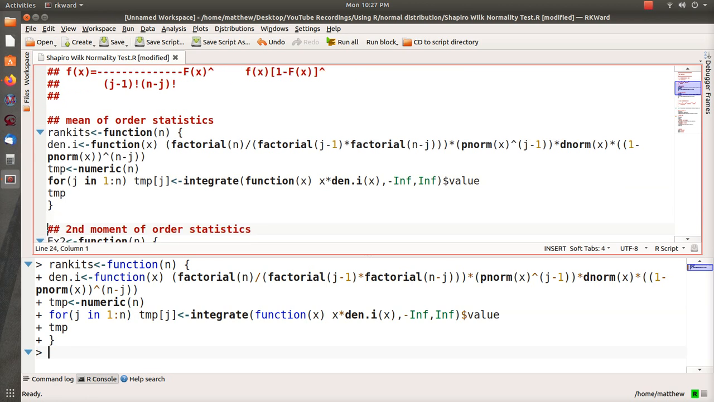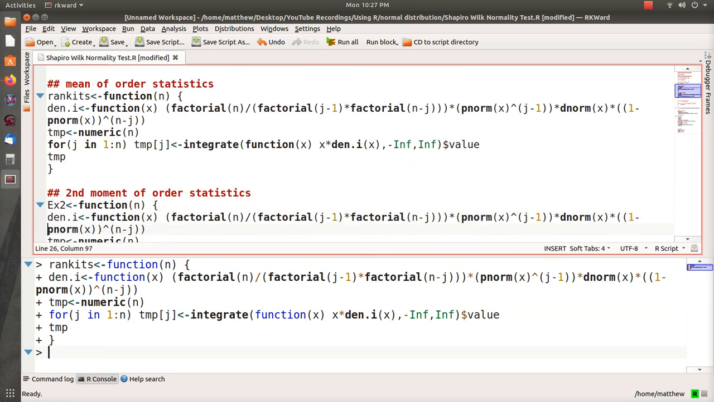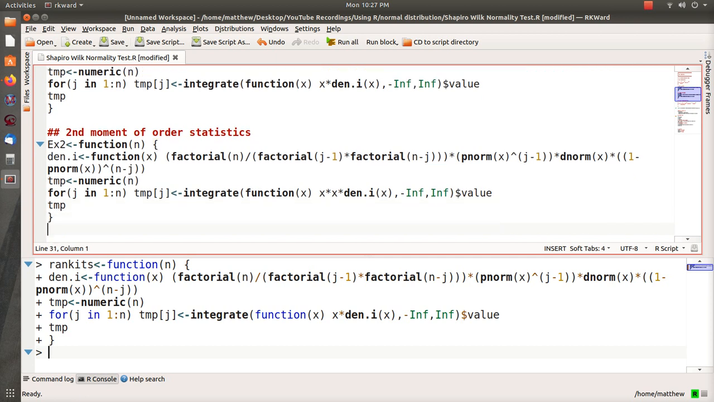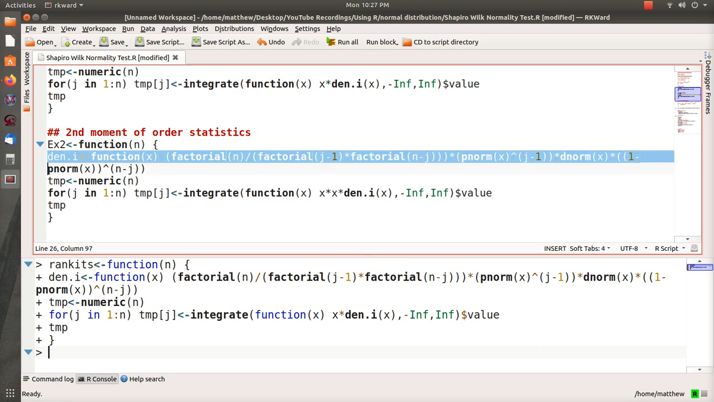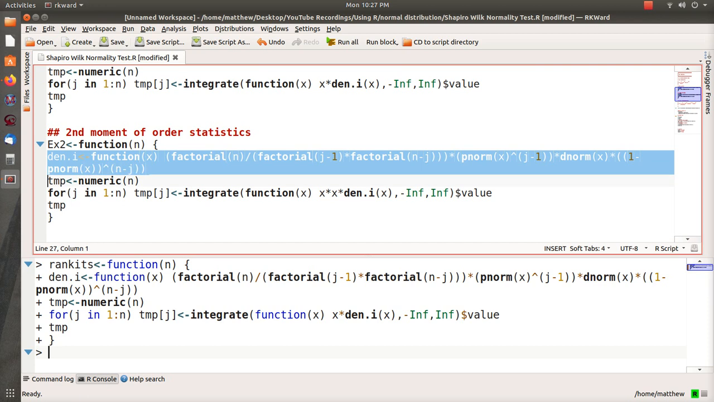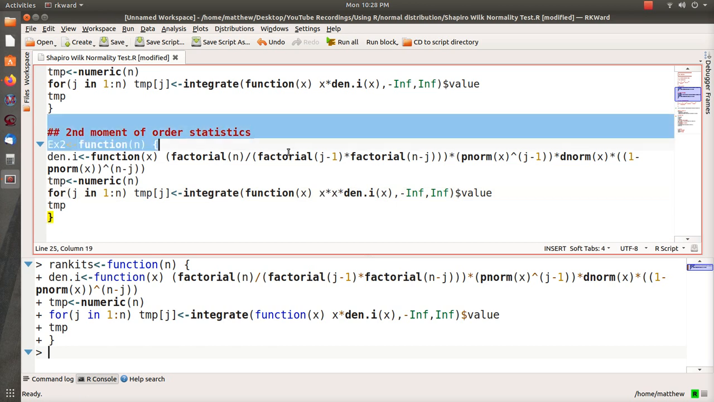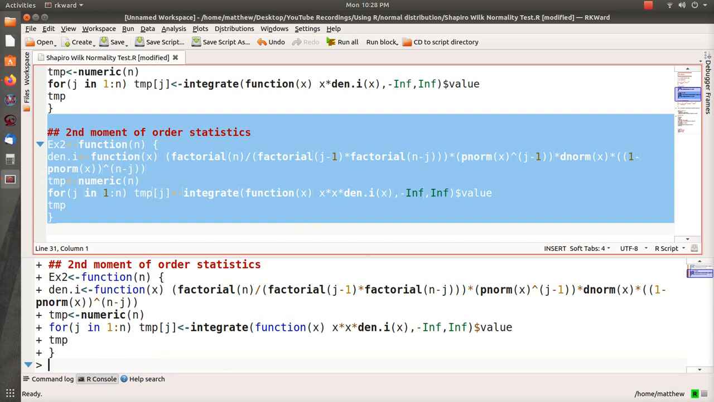Then the Shapiro-Wilk test statistic uses the covariance between these order statistics from your sample. And to use the covariance, you need the variance and the covariance, but in that you need the expected value of the second moment of the order statistic. So what I do is very similar to the function above. I have the density for the order statistic, and then I integrate it over all possible values from negative infinity to infinity. But here I take x times x, and that's the second moment of the order statistic.